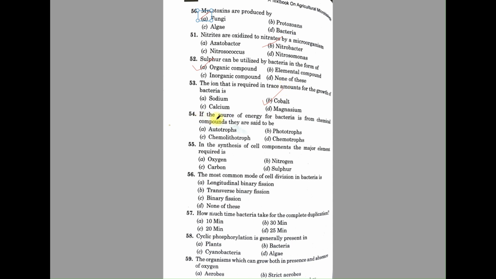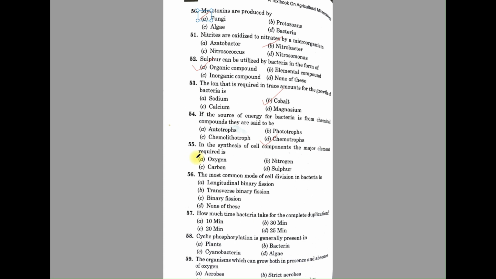Question 54. If the source of energy for bacteria is from chemical compounds, they are said to be A. Autotrophs, B. Phototrophs, C. Chemolithotrophs, and D. Chemotrophs. So here the correct option is option D, chemotrophs.